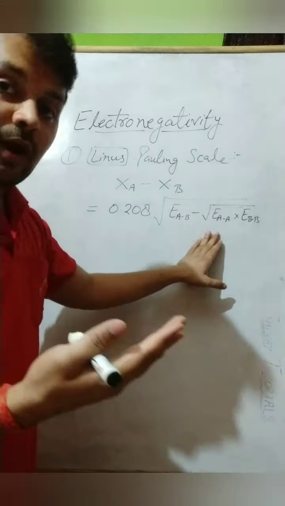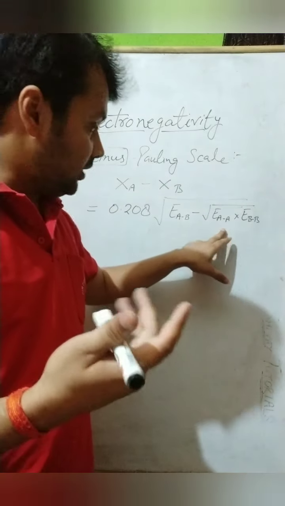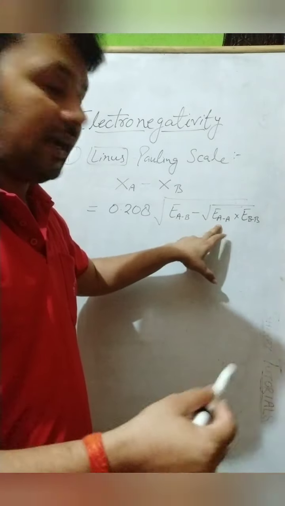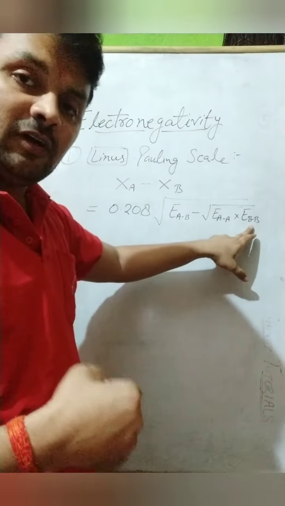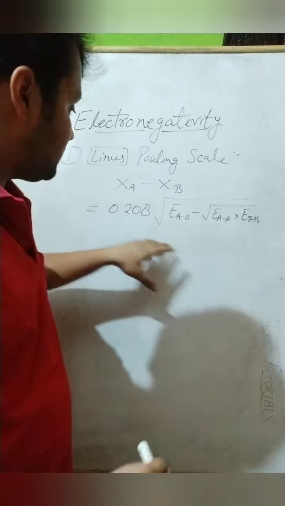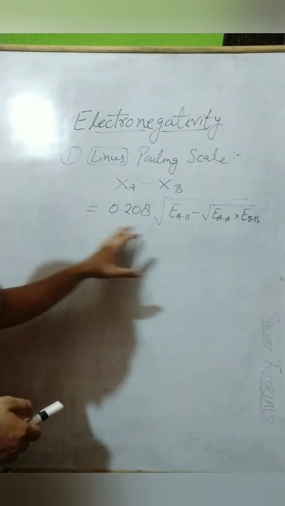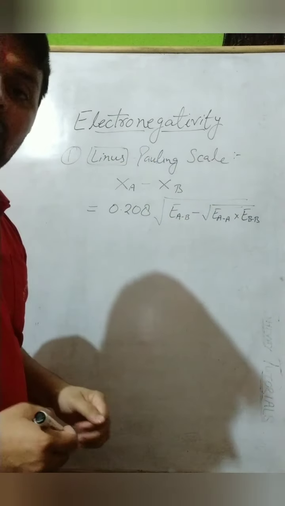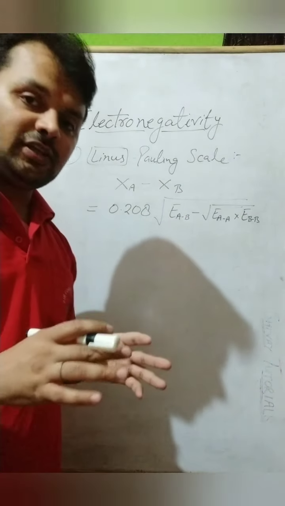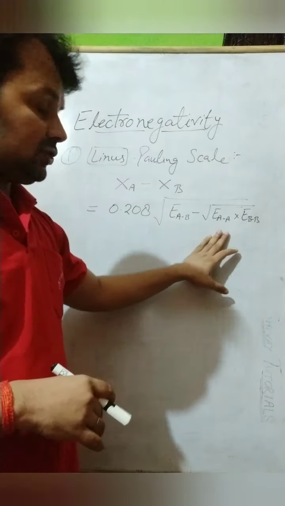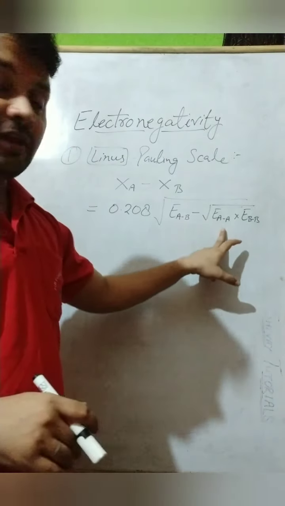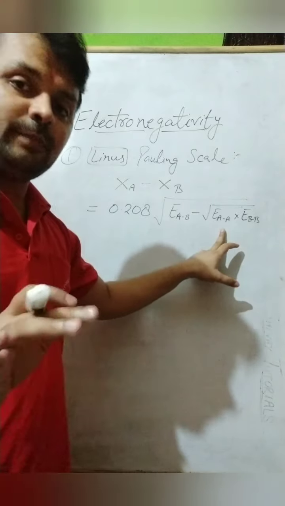That is, how much energy is required to make the bond or break the bond. Here E_AA is the bond energy between the same type of atoms, A and A, and E_BB is the bond energy of B and B atoms. So this is the formula to calculate the difference of electronegativities of two atoms in a molecule, and the bond energy should be in kilocalorie per mole.